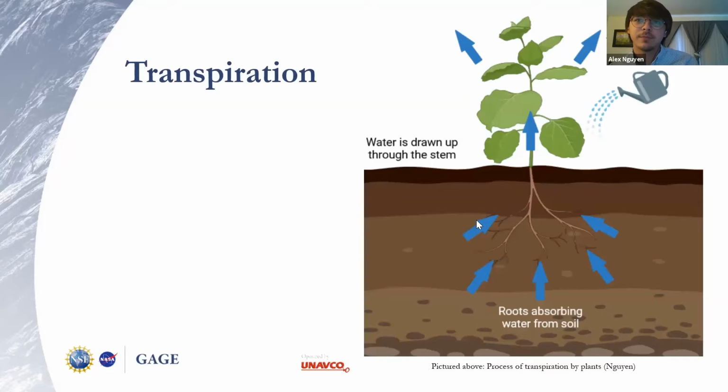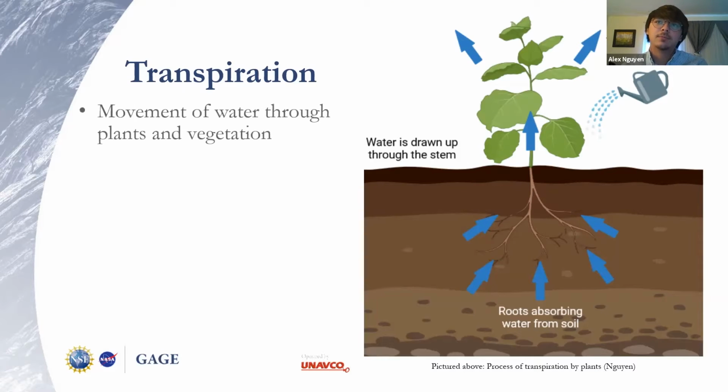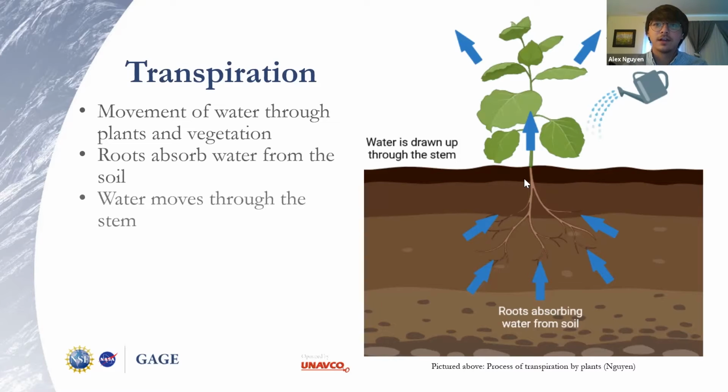So to understand what we're measuring, that being transpiration, we have to know a little bit about it, right? So transpiration refers to how water moves through plants. And looking at this diagram, we can see that water moves up through the stem by the xylem. And then the water that is unused is evaporated at the surface of the leaves by the stomata.